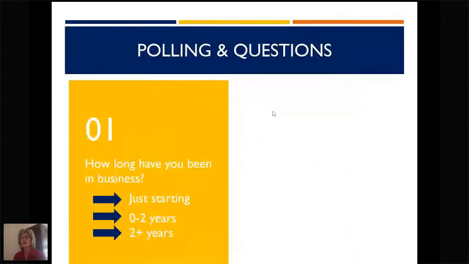So let's start here. We're going to talk a little bit about some of the features in Crowdcast. Down at the bottom of your screen, you're going to see a little comment that says polls. At first it says ask a question, and then polls. If you would please click on polls and let those of us on the call today know how long you have been in business. Just be honest with us. Let us know if you're just starting out, if you've been in business for a little while, or you've been doing this for over 2 years.